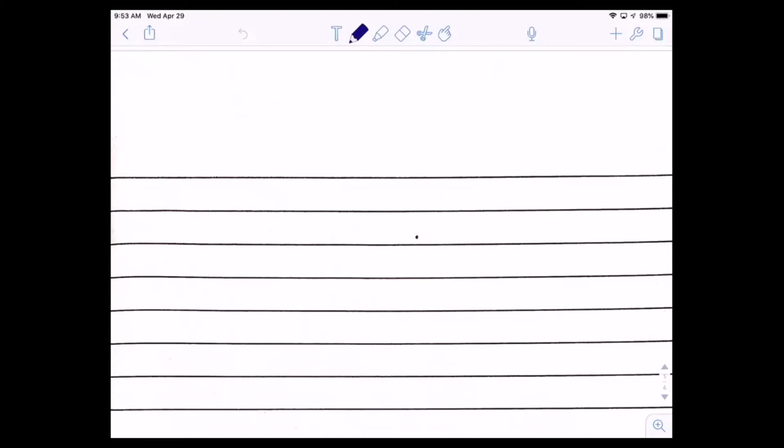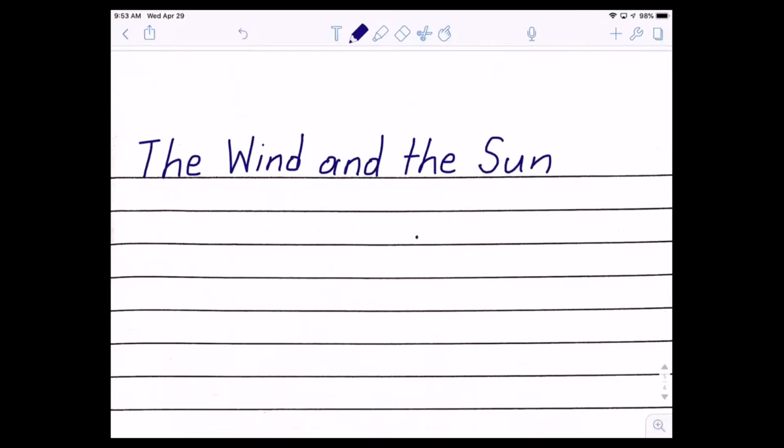Okay, so we're going to write the title of the story on the top. The Wind and the Sun. And then we write the date.